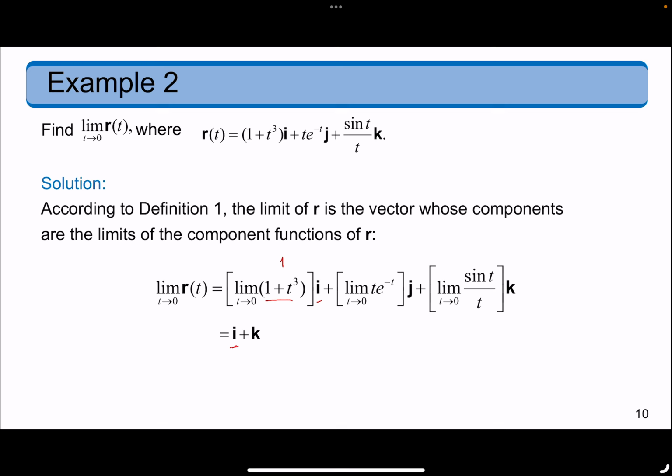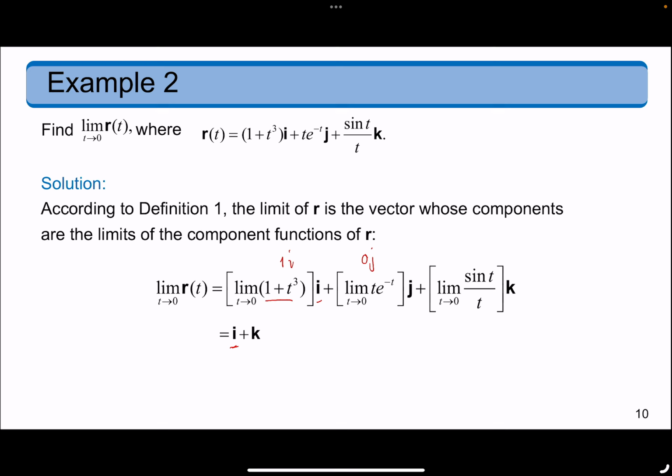And the limit of t e to the negative t as t approaches 0 would be 0 times e to the negative 0, so it would be approaching 0. There would be no mathematical errors applying this to both sides of the limit as well. So it would exist and it is approaching 0 j. And then for the third component, we're going to have sine t over t as t approaches 0.